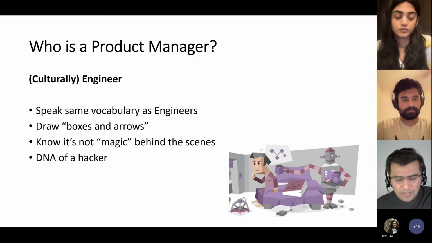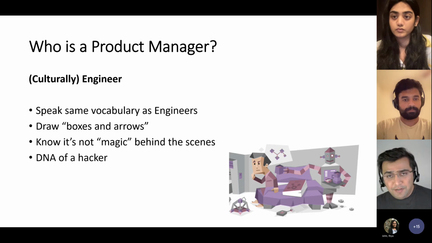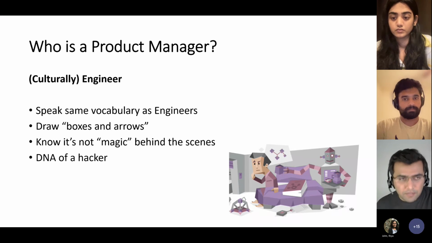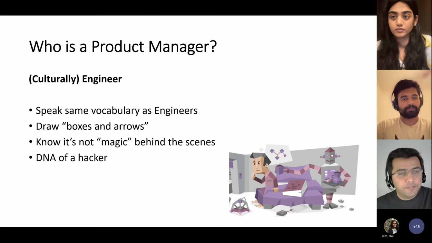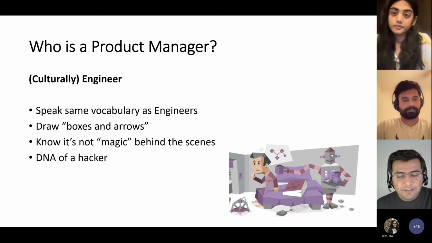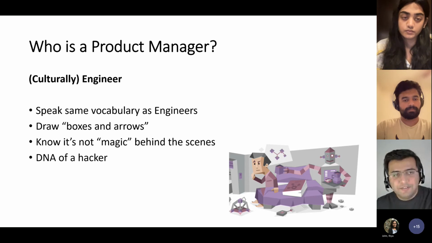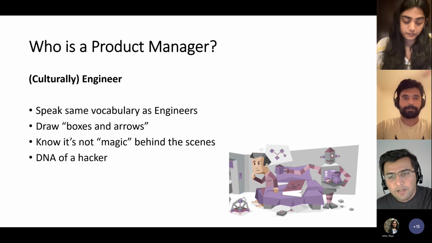The third one is engineer. This doesn't mean you'd be sitting down and writing code. I'm a terrible programmer, so my engineers for sure do not want me to code. But you want to be able to speak the same language as your engineers. You want to have enough skill set to be able to draw boxes and arrows, like here is how systems are interacting with each other so that customers can eventually see this or that. You want to be aware of the fact that it's not magic behind the scenes, right? It's an actual piece of working code that engineers have written.